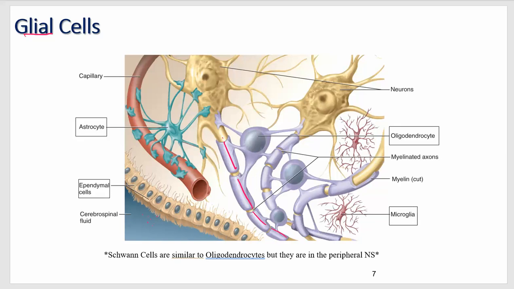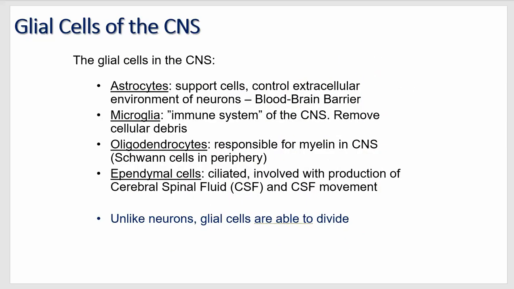Microglia, these guys are running around cleaning things up. They're a little bit like macrophages in the immune system. They're cleaning up cell debris, but they also have an immune function similar to the immune system in the periphery. So they're kind of the central nervous system's immune system here.